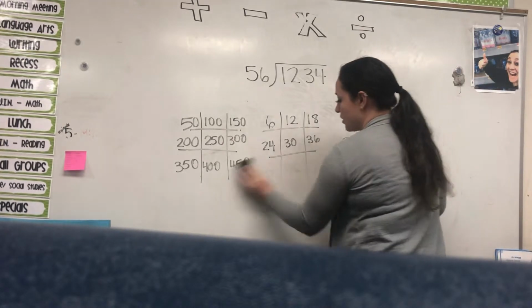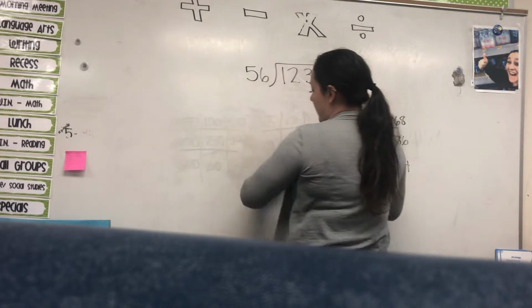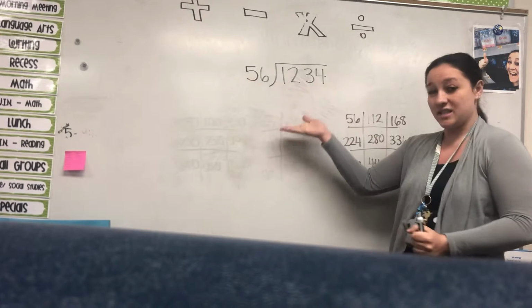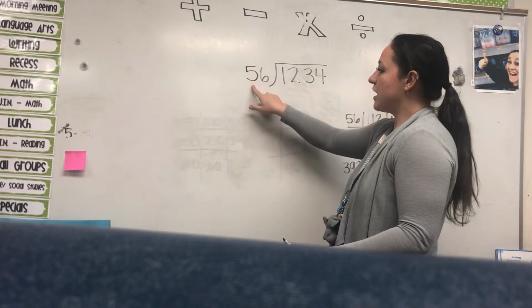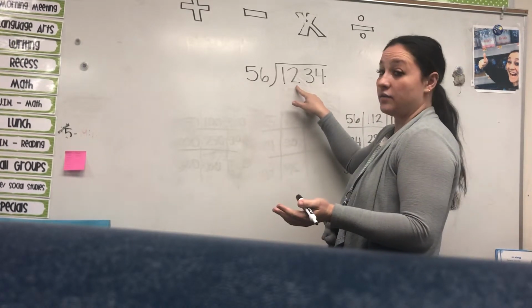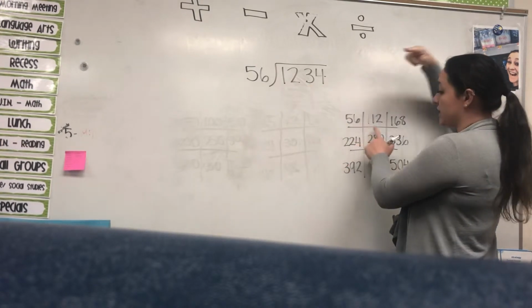So next I'll erase this just so I can give myself a little bit of room to work. And what this does, having a 56 times table here, it will eliminate the guesswork that we had to do when we were doing math. Okay, so now I can go 56, can it go into 1? No. Can it go into 12? No. But can it go into 123? And they can look at their board and say yes.